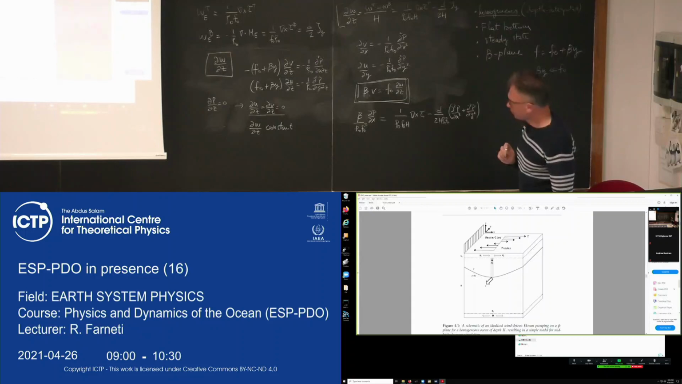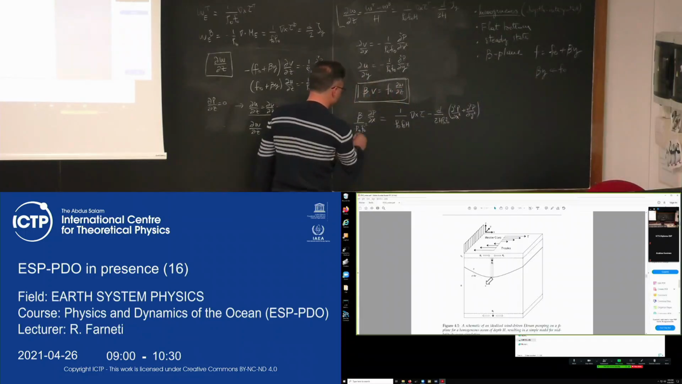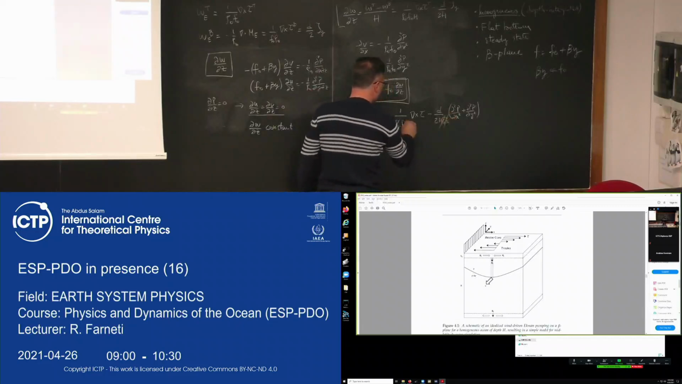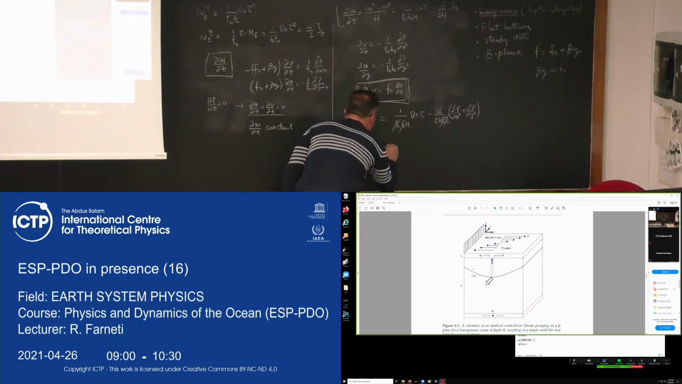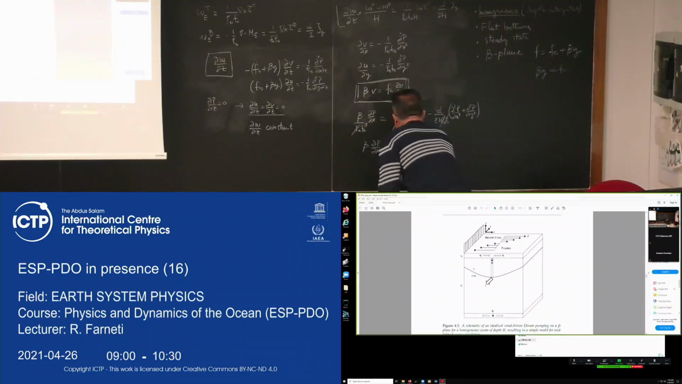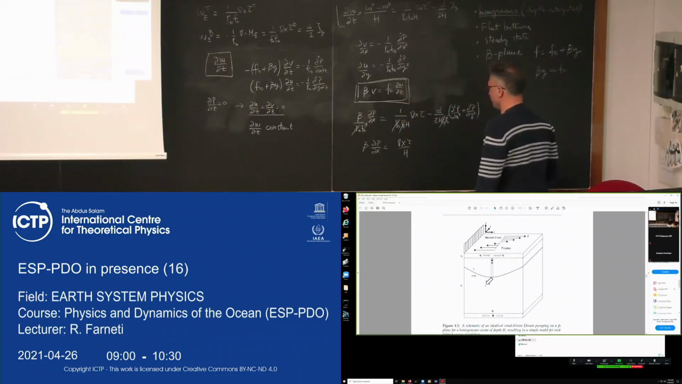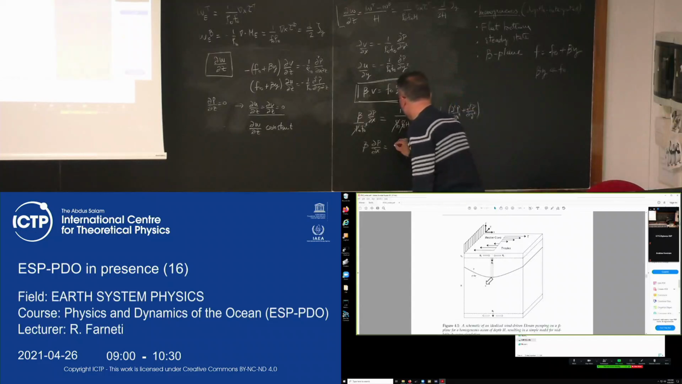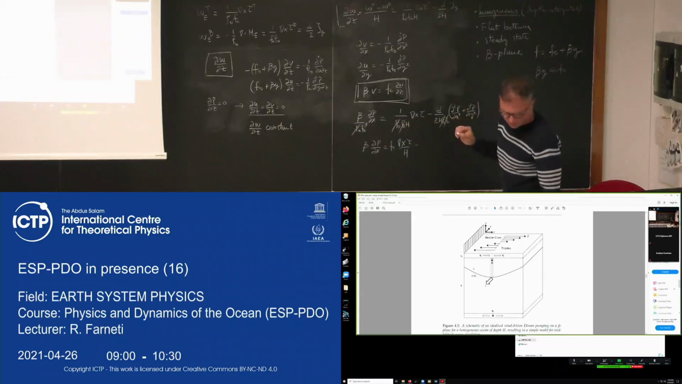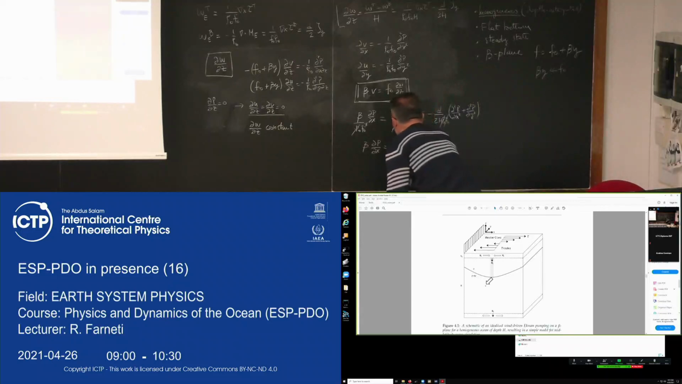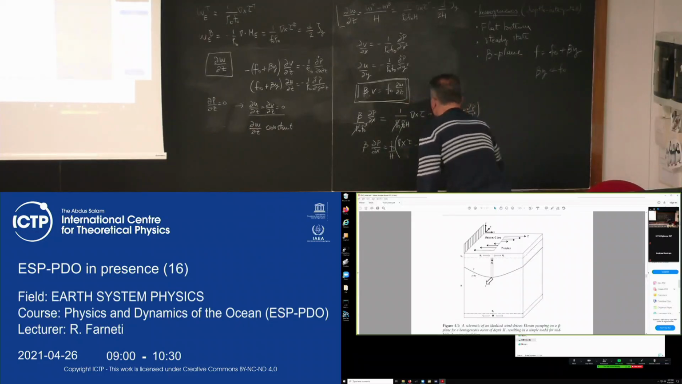Yes? Maybe? So you get rid of this, you get rid of this. So you have beta dp by dx equal to the curl of the wind over the total depth. Must be f naught. Yes. Minus d over 2 times the Laplacian of p.